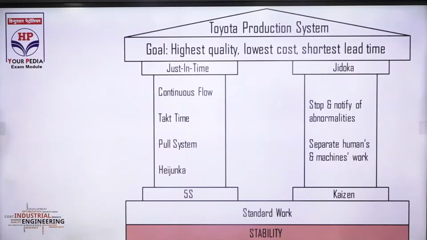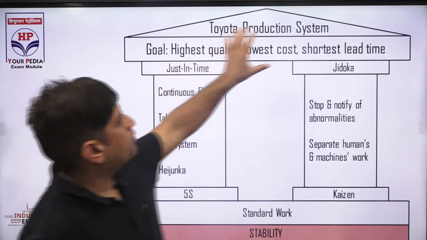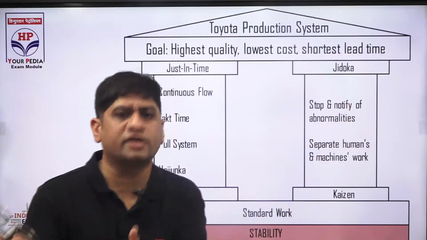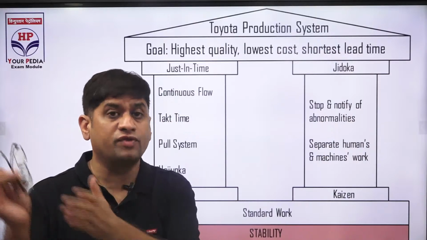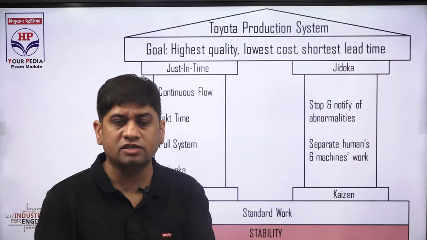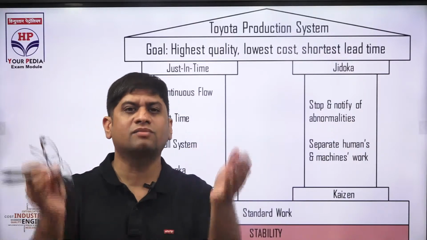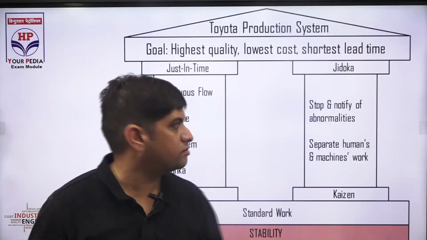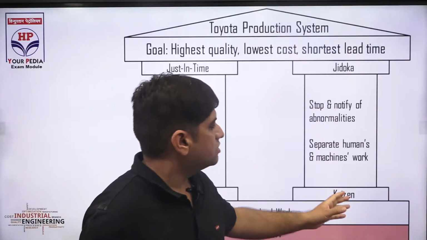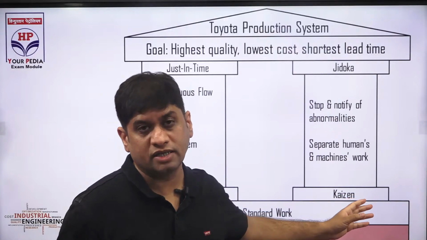You know, this Toyota production system talked about just in time and talked about Kaizen also. Kaizen, I will tell you, is continuous improvement. So the Toyota production system is a lean manufacturing system, an efficient manufacturing system, and basically it is about continuous improvement, that is Kaizen.